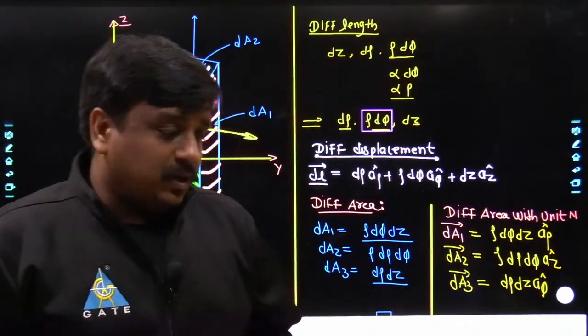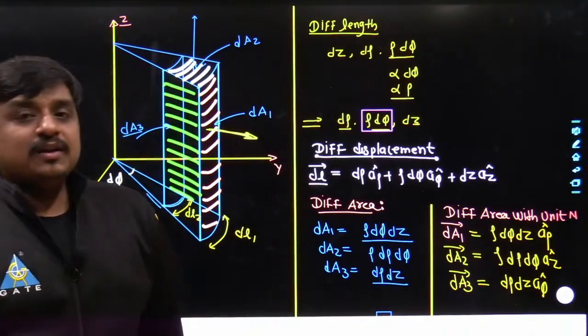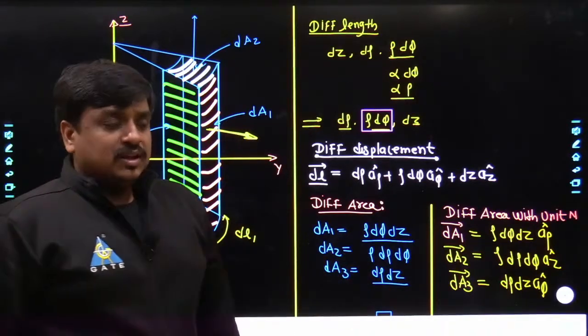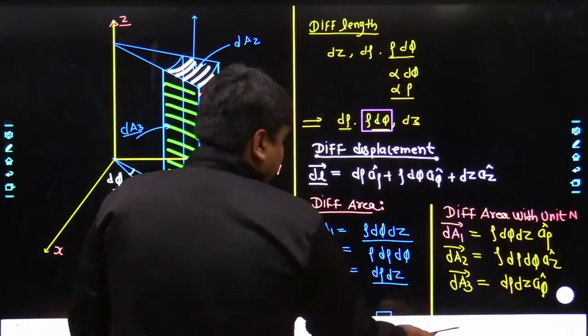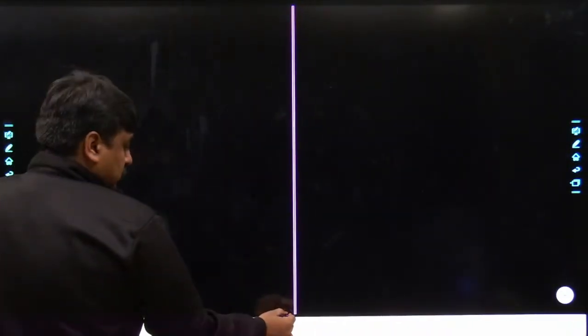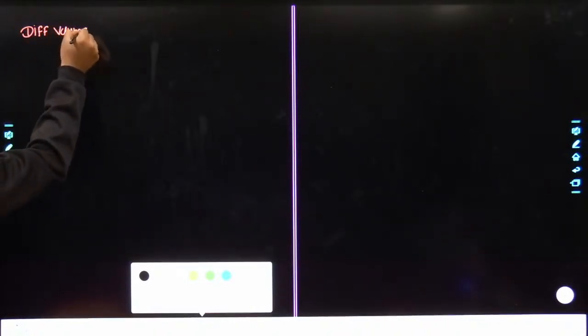Sir, please repeat the differential area once. So probably Sachin Nayak is saying, sir, just repeat the differential area. I think I could communicate, and now no doubt should remain among these students. So I would be going forward, and at last I would be discussing the differential volume.